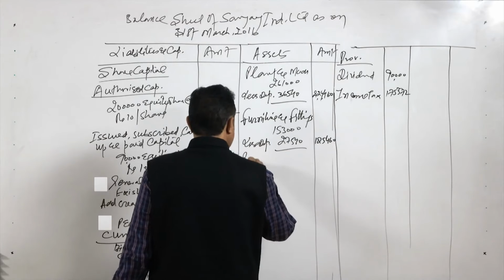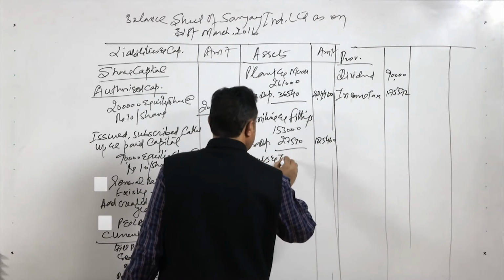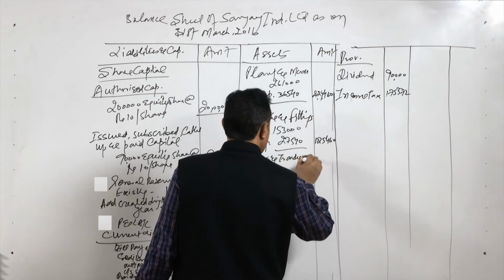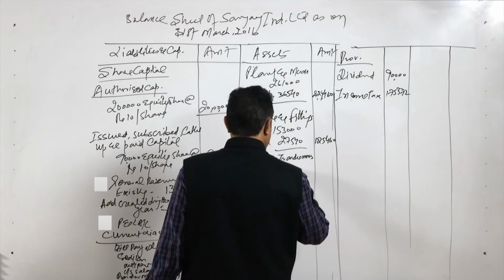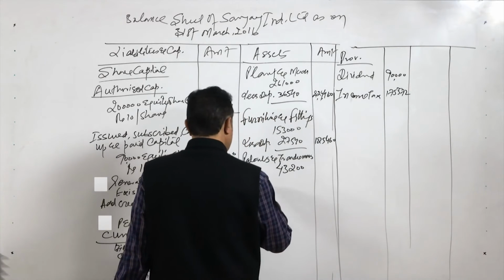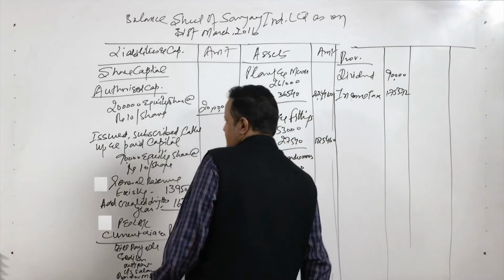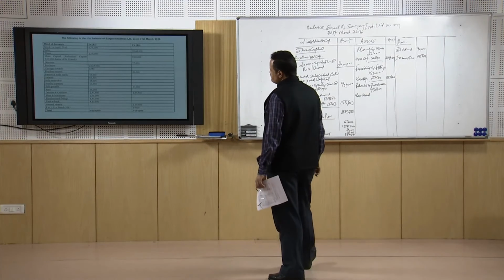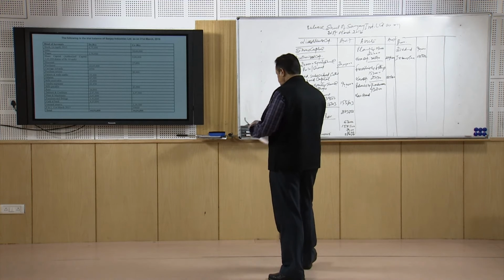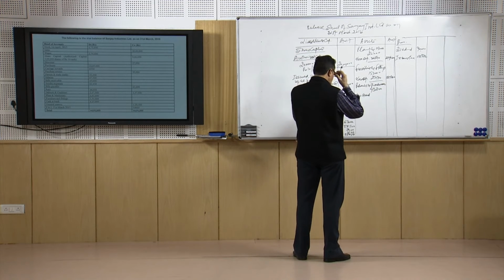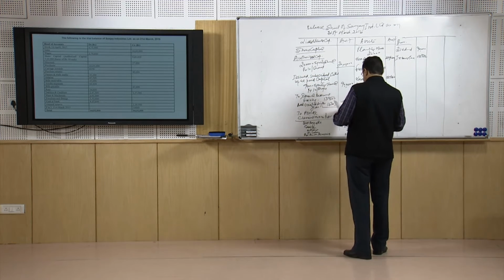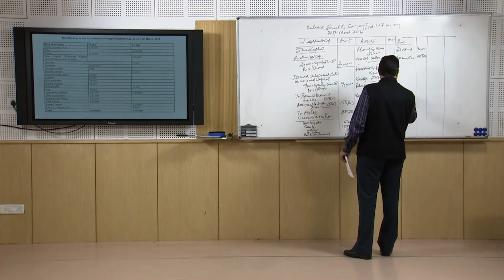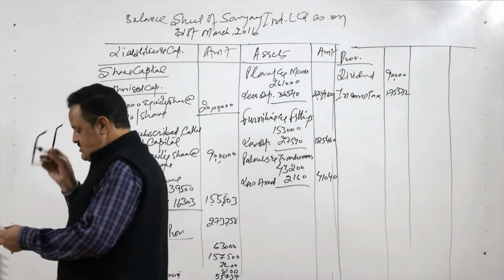Now the next item is the patents and trademarks. The patents and trademarks amount is 43,200 less amortization. We have done the amortization ourselves at 5%, so the amortization of the patents and trademarks is 2,160. Now the balance left is 41,040. So these are the three major fixed assets we have taken.